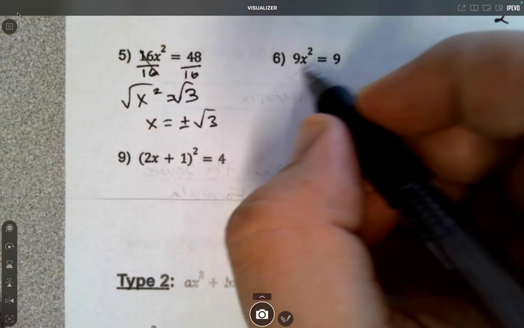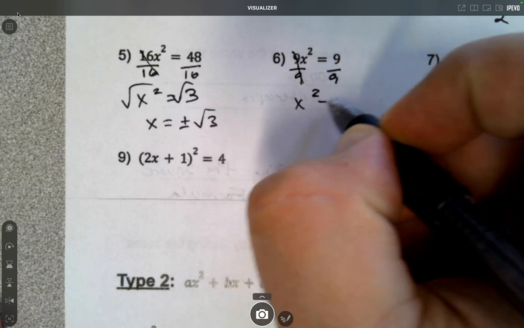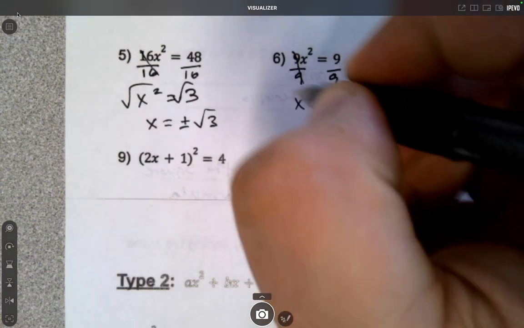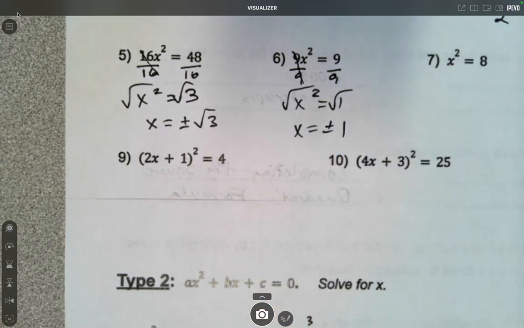Same scenario here. We need to first divide both sides by 9. Then we take the square root of both sides. We get x equals plus or minus 1.